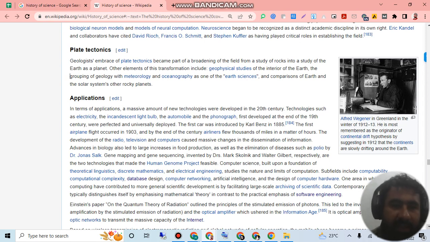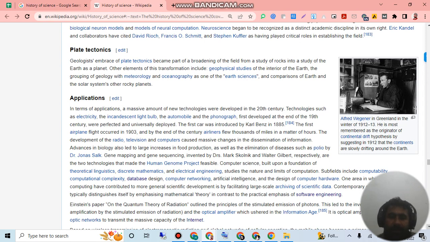In terms of application, a massive amount of new technologies were developed in the 20th century. Technologies such as electricity, the incandescent light bulb, the automobile, and the phonograph, first developed at the end of the 19th century, were perfected and universally deployed. The first car was introduced by Carl Benz in 1885.